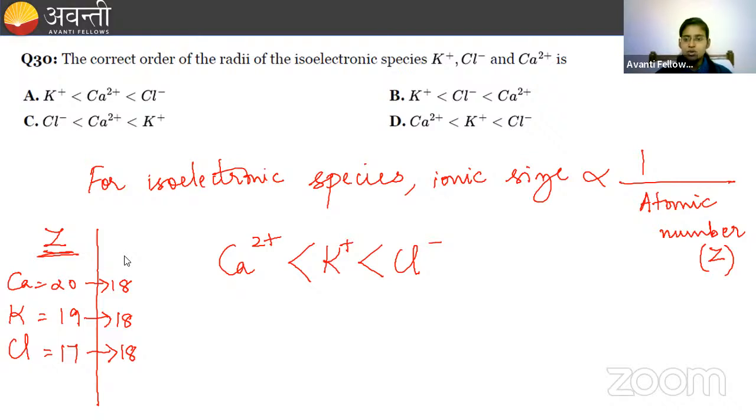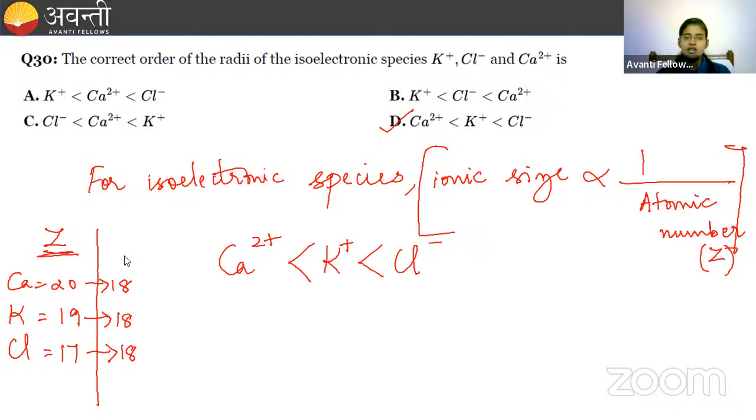Okay, so in that case, you have to go for this particular relation. All right. So just by applying this relation, we can get the correct answer. And the correct option is option D.